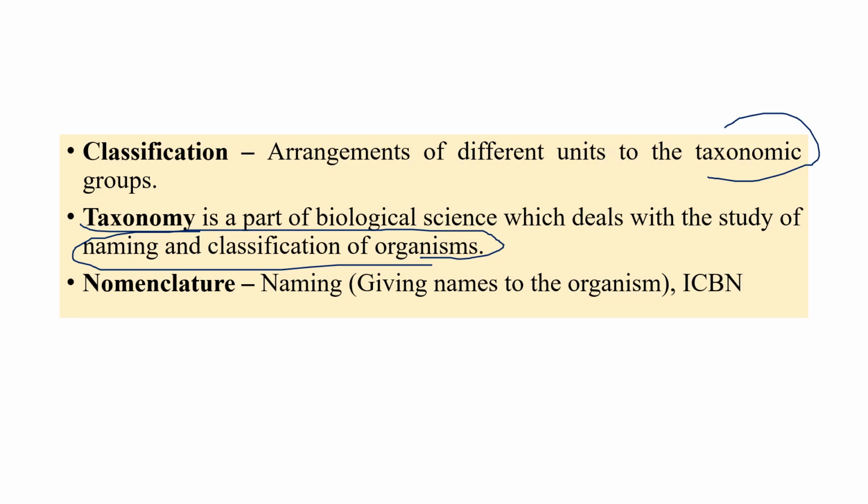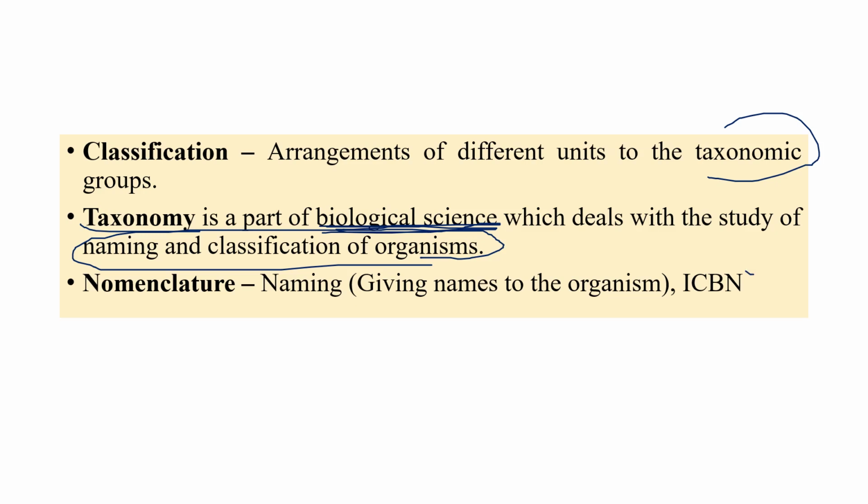Let me repeat once again. Taxonomy is a biological science. Plant pathology is also a biological science, but taxonomy mainly deals with the study of naming and classification of organisms. Nomenclature simply means giving names, very simple. According to their characters or various other things, we give a specific name.